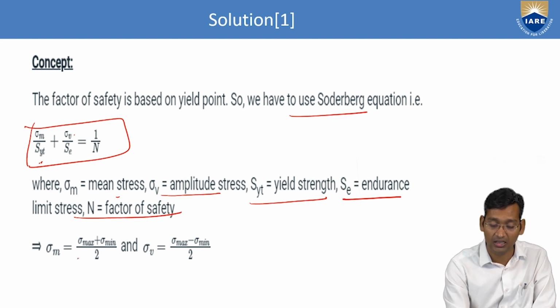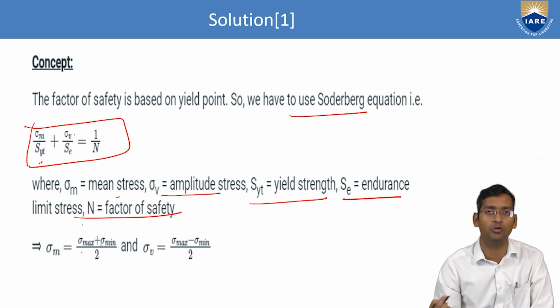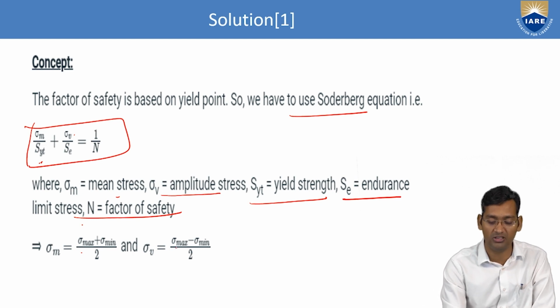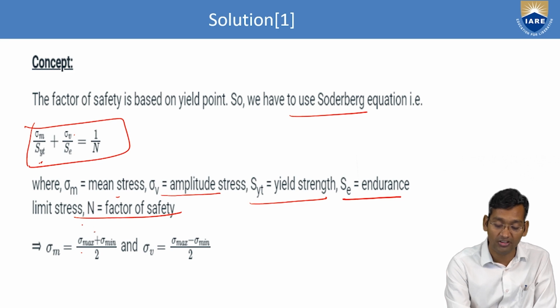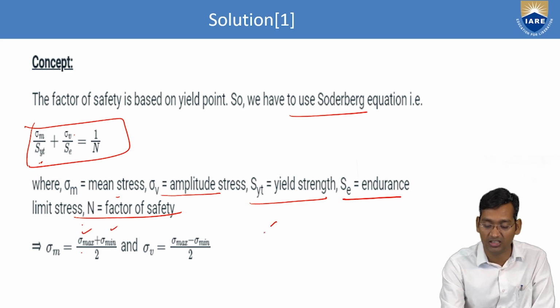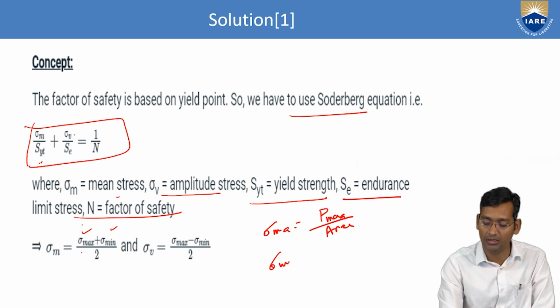How will we find sigma M? Sigma M is sigma max plus sigma min by 2, and in terms of area you can find it from the load. And sigma V is sigma max minus sigma min by 2. Now what is required? Sigma max and sigma min. So sigma max will be equal to P max by area, and sigma min equals P min by area.